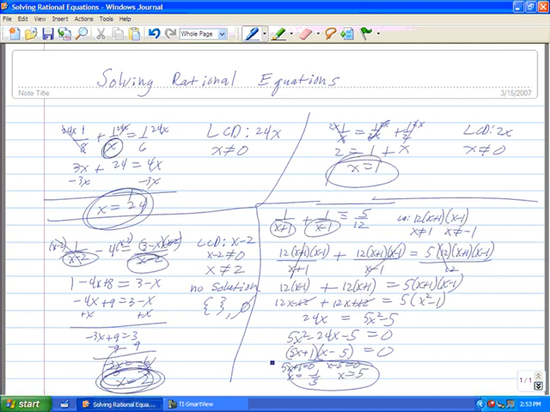So remember, solving rational equations is all about multiplying through by the LCD and solving either the linear or the quadratic equation that results.